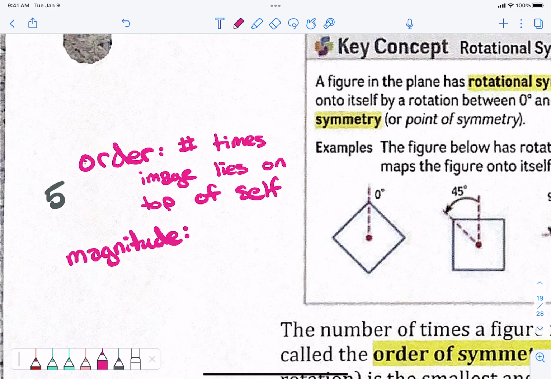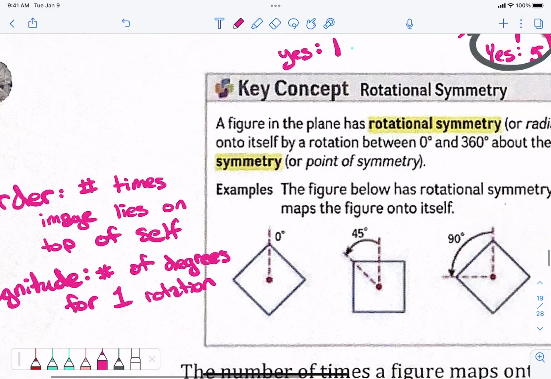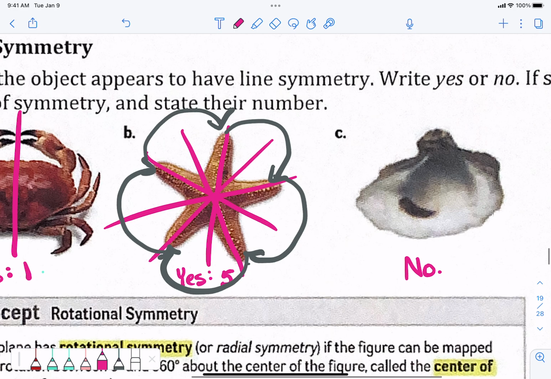Magnitude is the number of degrees for 1 rotation. I'm not saying 1 full rotation. How many degrees do I need to rotate it before it maps on top of itself the first time? So how many degrees is it from here to here? How do you do that?